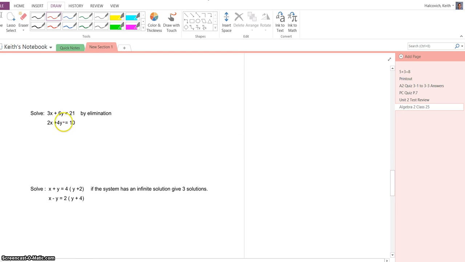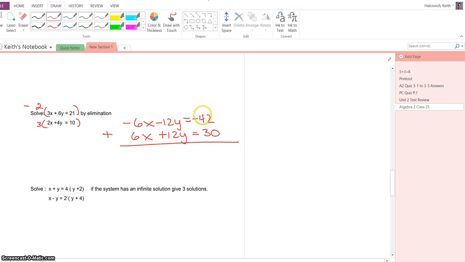So in order to eliminate here, let's say we eliminate the x. So we'd have to multiply the bottom by 3 and the top by 2. Now because they're both positive, we have to multiply one of them by a negative. So let's make the top negative 2. So it's negative 6x minus 12y equals negative 42. Then the bottom one is 6x plus 12y equals 30.